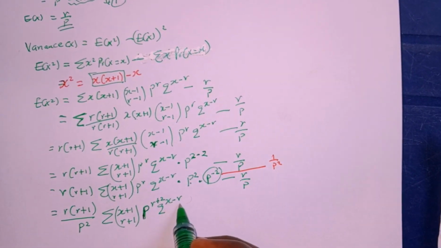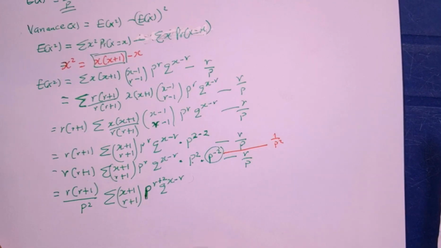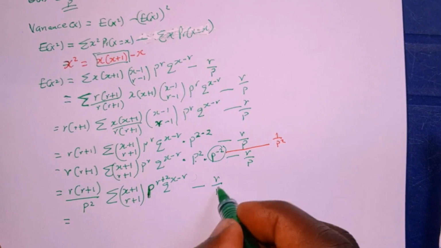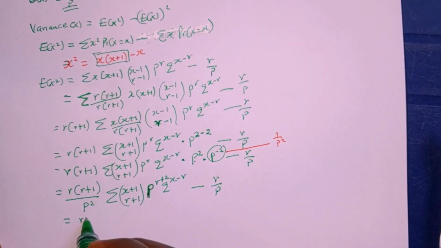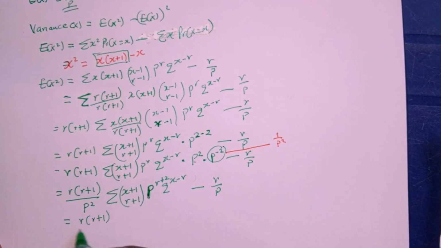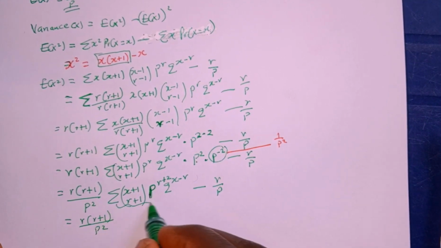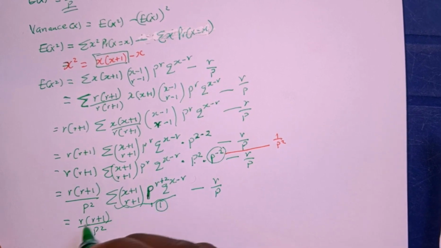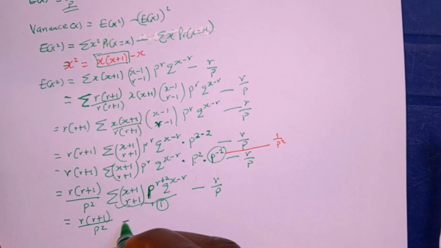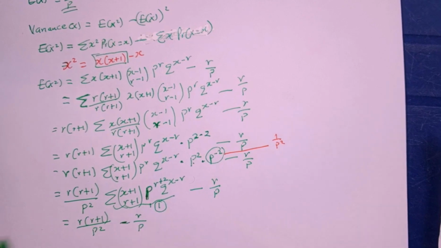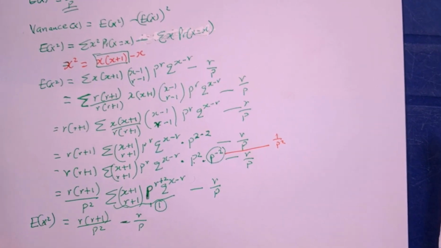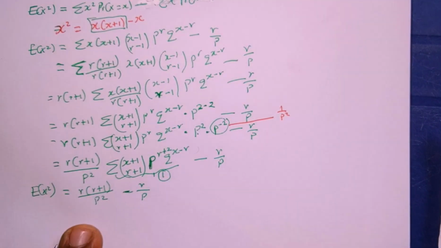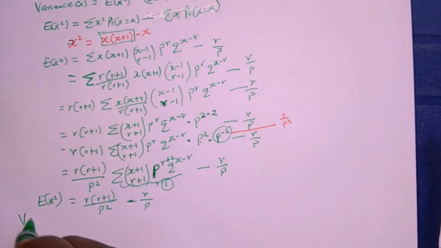Then q raised to the power of x minus r. So this is going to give us minus, remember, r over p. So this is going to give us r into r plus 1 over p square. The summation of this whole thing is going to be 1, so 1 multiplied by this is still the same, then minus r over p. So therefore, the expected value of X square is the same as r into r plus 1 over p square minus rp.